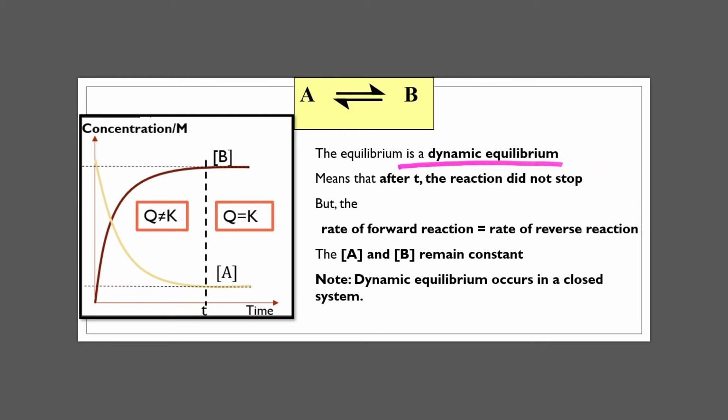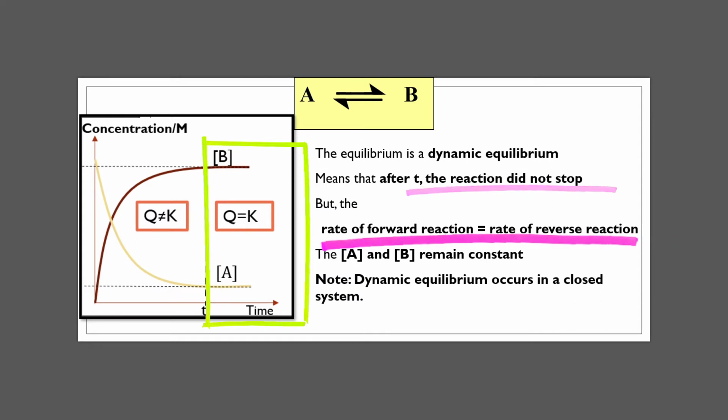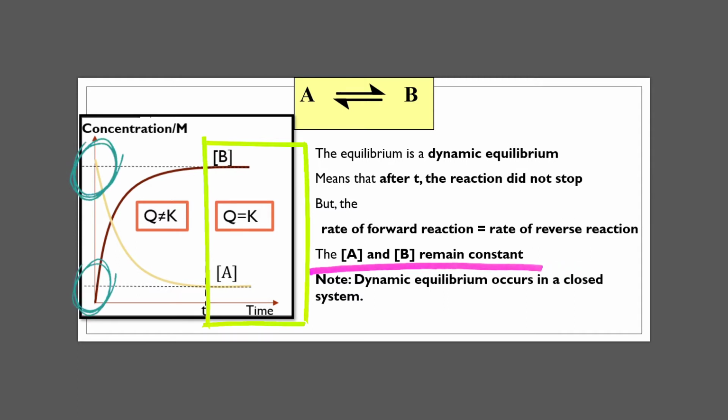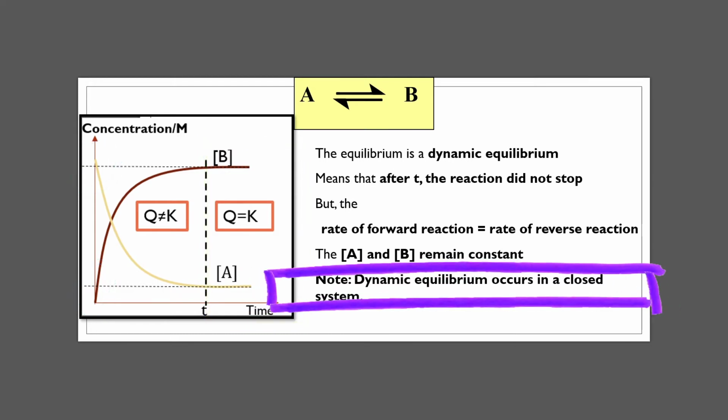What does that mean? Basically, it means that after the time t, when the reaction has achieved equilibrium, the reaction did not stop, but the rate of forward reaction whereby A is converted to B is equal to the rate of reverse reaction whereby B is converted to A. As the rate of forward reaction A converted to B is equal to the rate of reverse reaction B converted to A, then the concentrations of A and B will remain constant at equilibrium. You must take note that for dynamic equilibrium to occur, the system must be in a closed system.